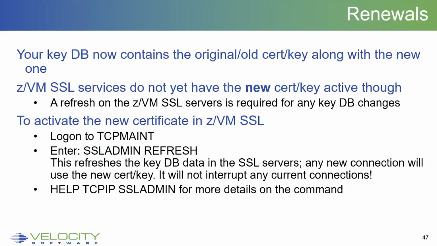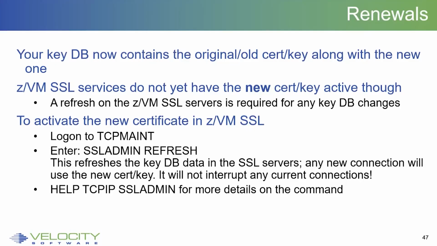So your key database now contains the original, which is the old certificate that's going to expire, along with the new certificate. Your VM SSL services don't yet have that new certificate loaded. It's in your key database, but the only time the SSL servers look at your key database is at initialization. So it grabs a copy of the certificates when they initialize, and they don't have to reference the key database again until they are reinitialized. So they have the old certificate loaded in memory.